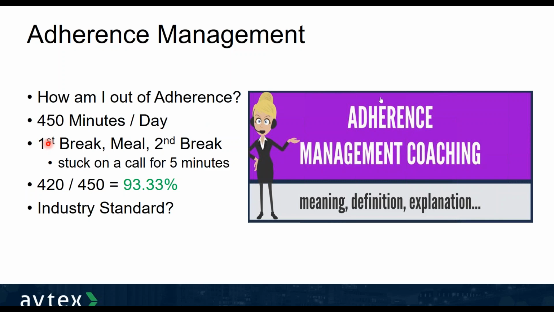I'm gonna take my full 15 minutes, so I'm gonna come back 5 minutes late. So I'm 10 minutes out of adherence for my break: 5 minutes in the beginning, 5 minutes in the end. Let's just say the same thing happens for my meal and my afternoon break. 10 minutes, 10 minutes, 10 minutes, 30 minutes, I'm out of adherence for the day. If I divide those two, I'm 93% adherence to schedule.